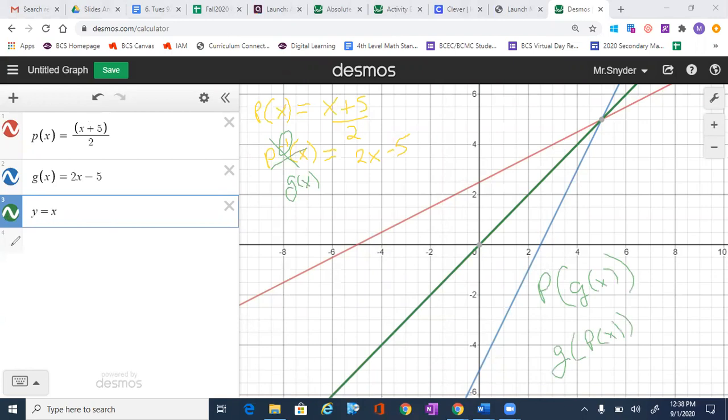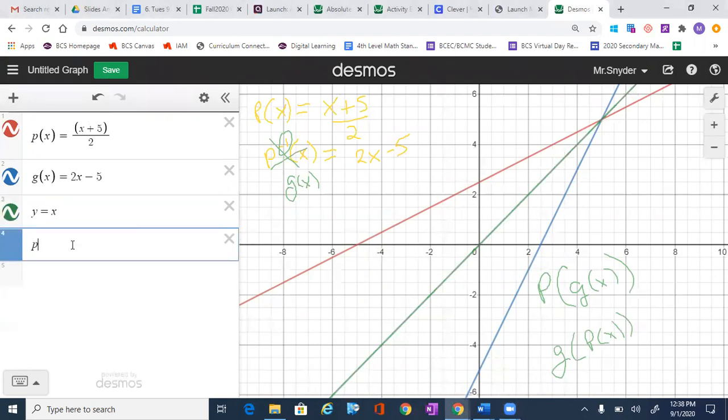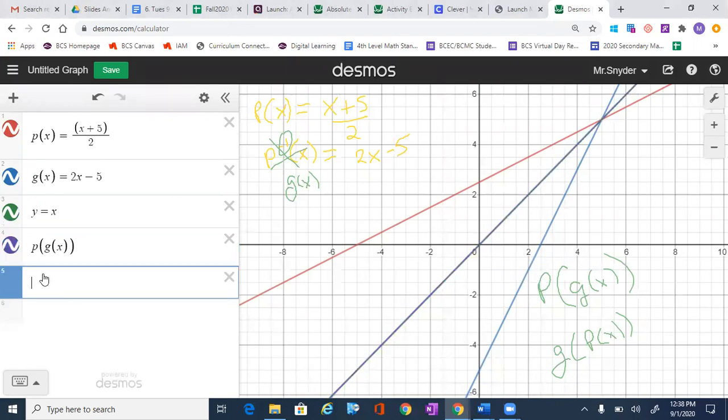Okay, and so what I'm going to come down here and do is I'm going to type in p of g of x. Now look at what happens to the color of that. We went from a green graph, we insert it, and it overlaps onto that y equals x graph. I can also do it the other way. I can say g of p of x. And if they overlap that y equals x, that means that they are inverses of each other.